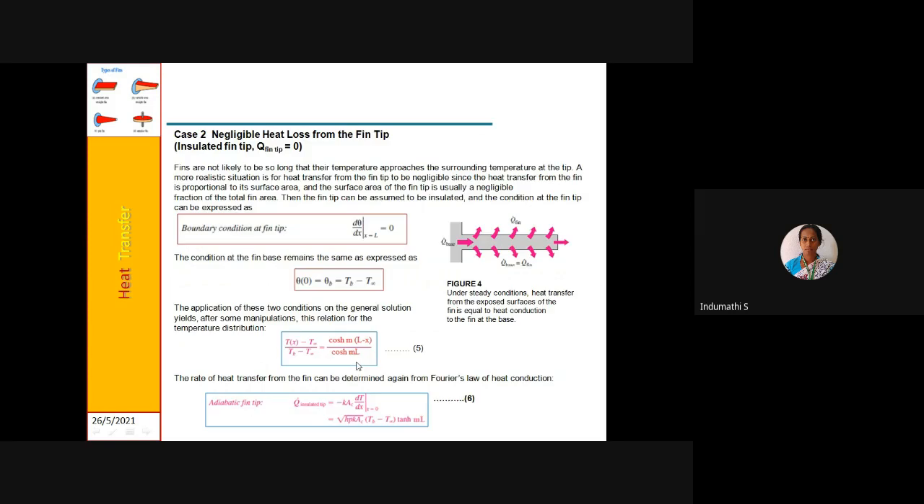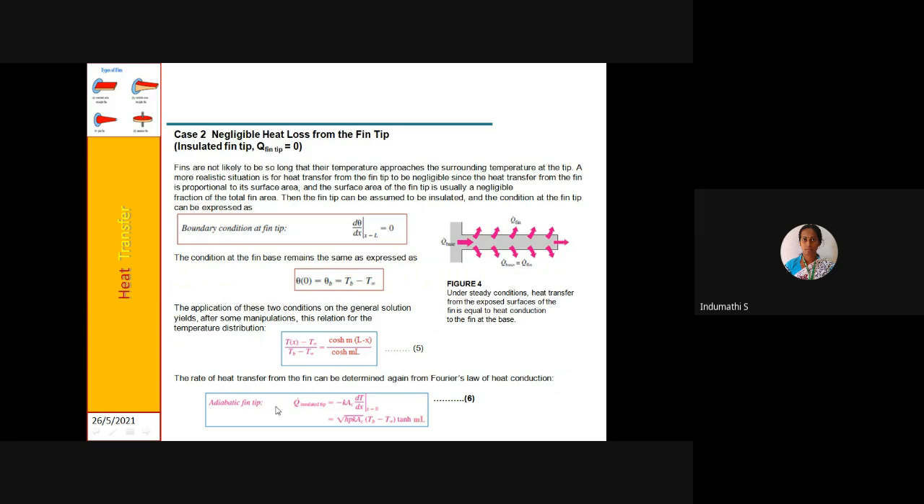In a similar way, case 2 is negligible heat loss from the fin tip, which is nothing but the insulated fin tip. So Q at the fin tip is equal to 0. Then the boundary condition at the fin tip is d theta by dx at x is equal to L is equal to 0. At the fin base, the condition can be expressed as theta of 0 is equal to theta b is equal to tb minus t infinity. Applying these two boundary conditions to the general solution, after some manipulations we get T of x minus T infinity divided by Tb minus T infinity is equal to cosh m(L minus x) divided by cosh mL.